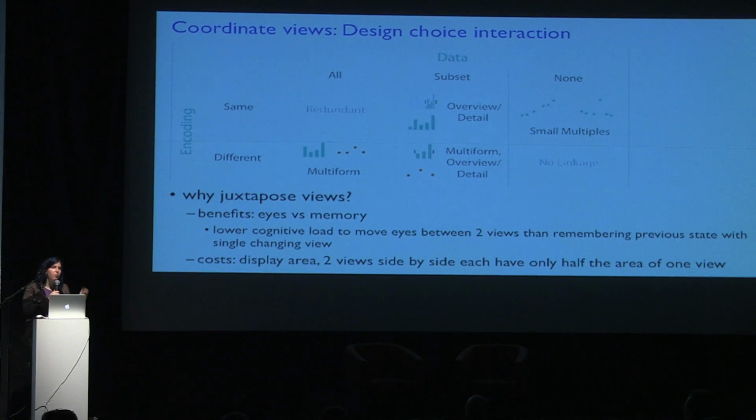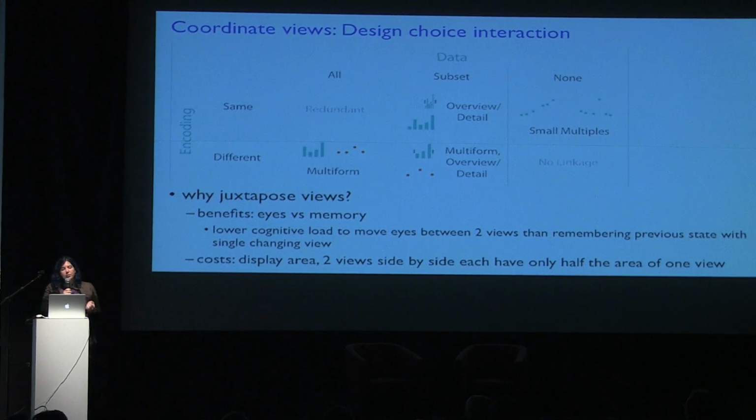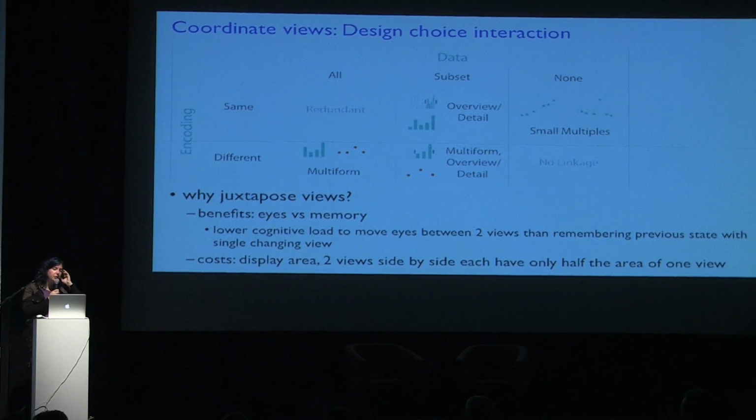What is interesting is to think about when and why do we do this? What is the power of juxtaposing views side by side? And in slogan form, it's about eyes versus memory. One of the slogans I have in the book is this idea that eyes beat memory. What I mean by that is anytime you can have something done by the perceptual system versus internal resources, it's a win. If you think about the cognitive load of comparing two views that are side by side that your eyes can just move between, to the cognitive load of remembering what you saw before internally compared to what you see now, it's actually lower cognitive load for those side-by-side views. And so the power of small multiples comes because you're not requiring internal use of memory.